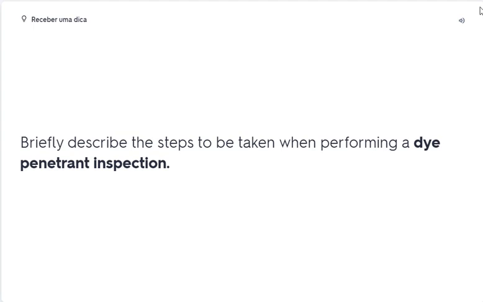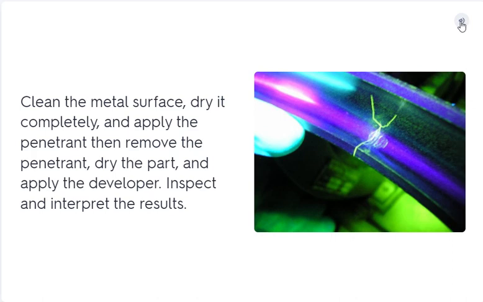Briefly describe the steps to be taken when performing a dye penetrant inspection. Clean the metal surface, dry it completely and apply the penetrant, then remove the penetrant, dry the part and apply the developer. Inspect and interpret the results.